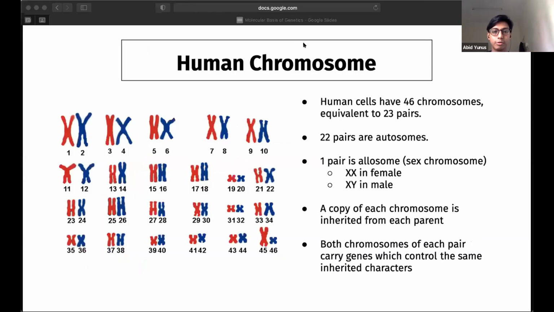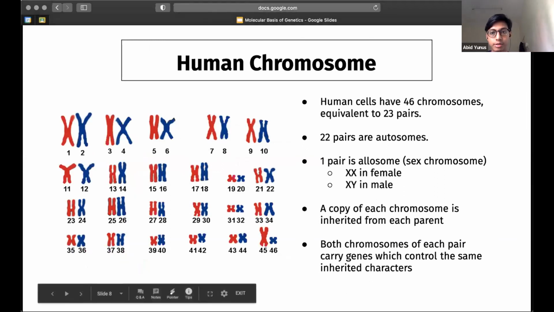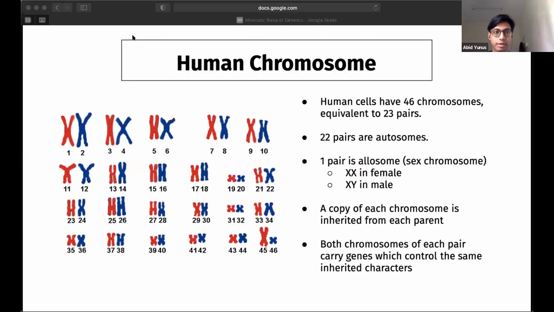Okay, next, the human chromosome. Human cells have 46 chromosomes, and 22 pairs are autosomes. One pair is allosome, also known as the sex chromosome, and both chromosomes of each pair carry genes which control the same inherited characters.